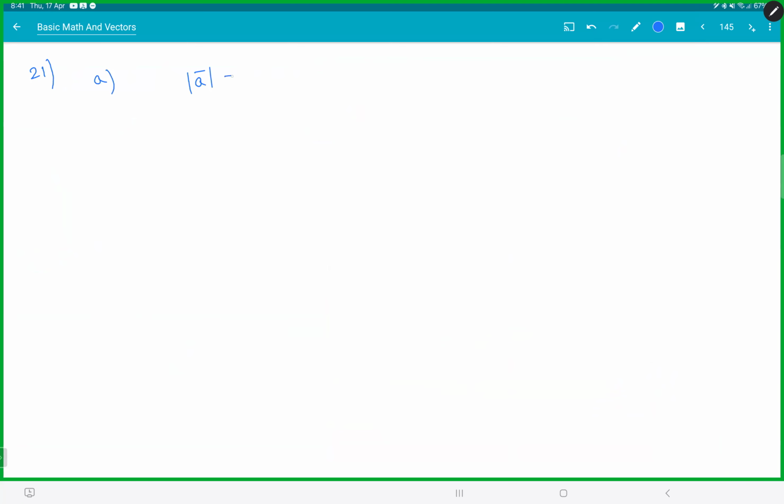Let's say mod A bar is equal to 2, mod B bar is equal to 3, mod C bar is equal to 6, and C bar is equal to A bar plus B bar. Find angle between A bar and B bar.